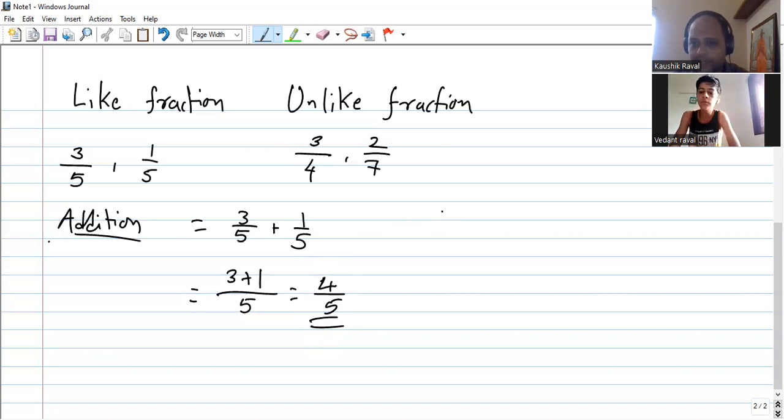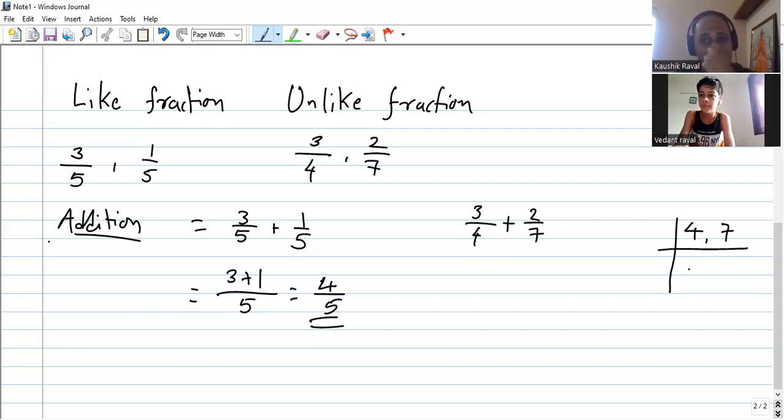When it comes to unlike fractions, how do you do it? 3 by 4 plus 2 by 7. So you have to convert them into like fractions with the help of, what do you call it? What is the process? Multiplication. Multiplication, right? And what will you multiply 4 with? What will you find out? Yes, you will find out LCM for both these numbers, right?